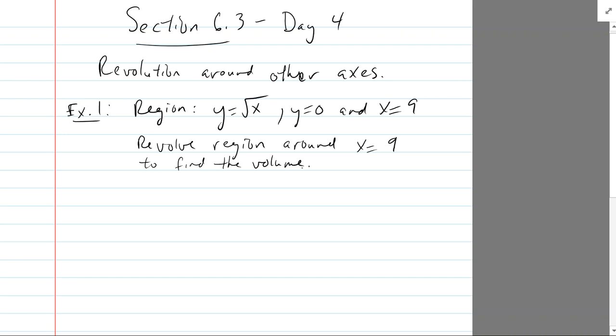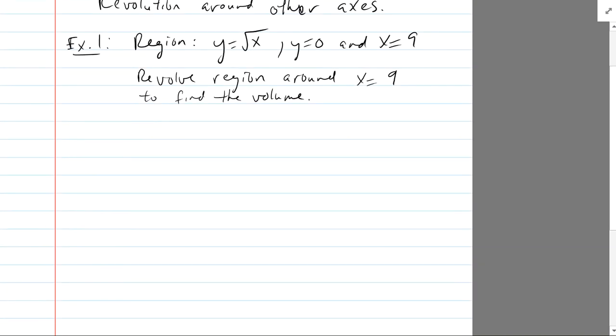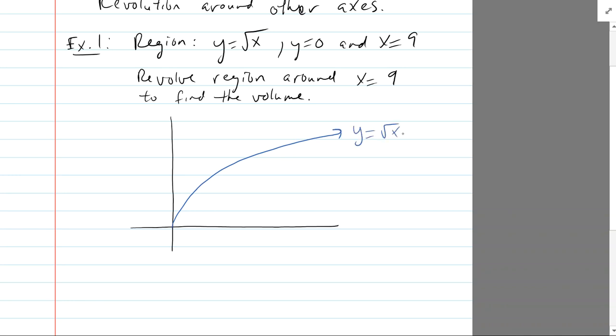Okay, we should sketch it first. It's one of my favorite curves, right? So that should be easy. You should be getting good at this by now because it's all over the place. Square root of x. y equals 0. x equals 9. Not to scale. This would be y equal to 3, right? What is the square root of 9? 3. That's why I drew that on there, right? Makes sense?